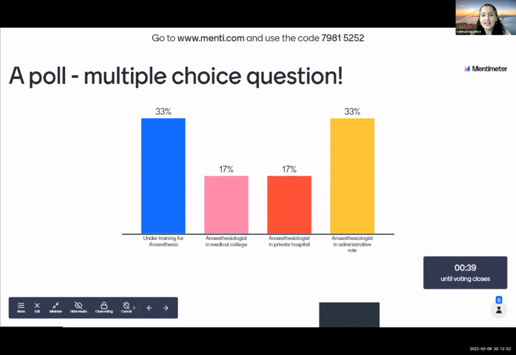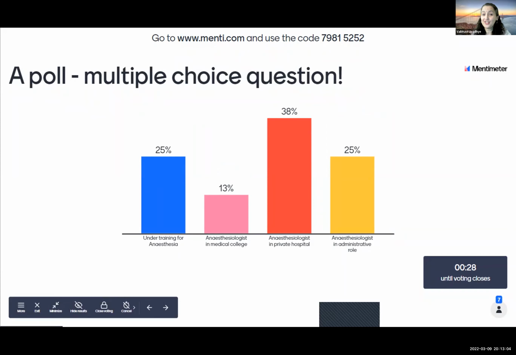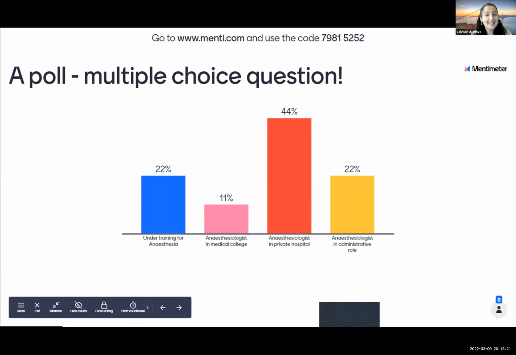Excellent. As we look at this, we have a wonderful mix of people, with students in a good number. We do have anesthesiologists in administrative roles. We also have anesthesiologists in medical colleges. And now you can see the numbers suddenly change, and we do have privately practicing anesthesiologists as well. I guess the numbers are clear to all of us. I'm going to close the voting for now and take you to the next slide.